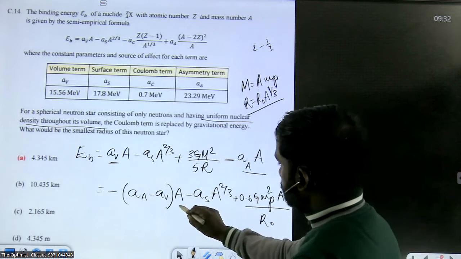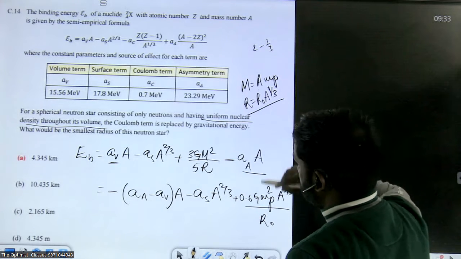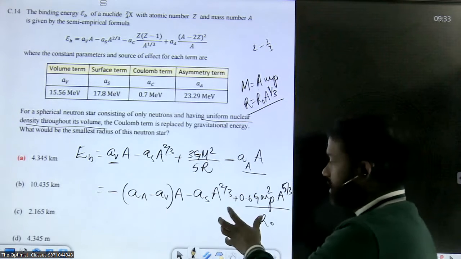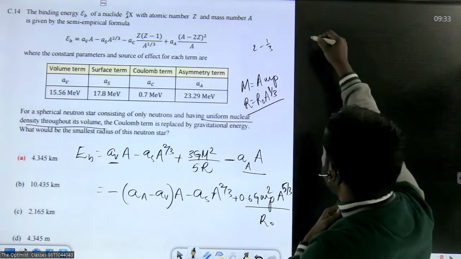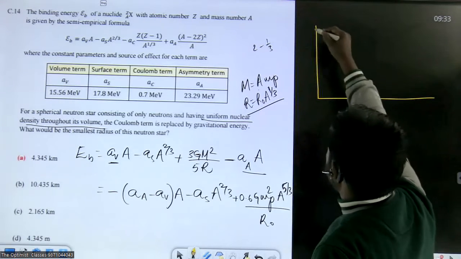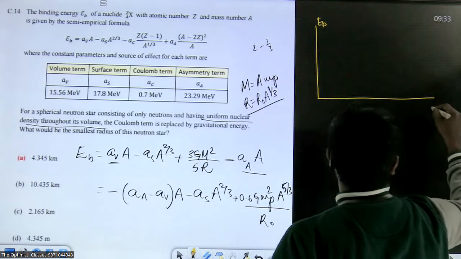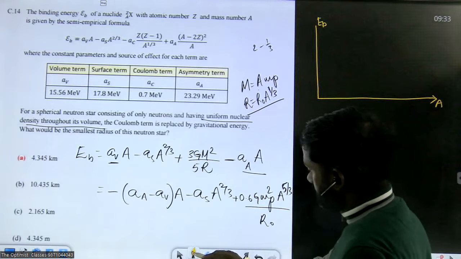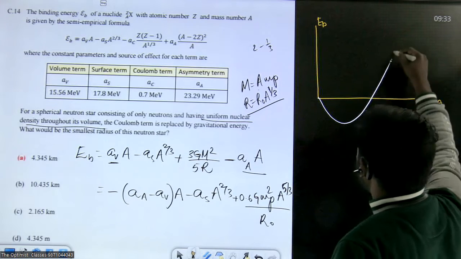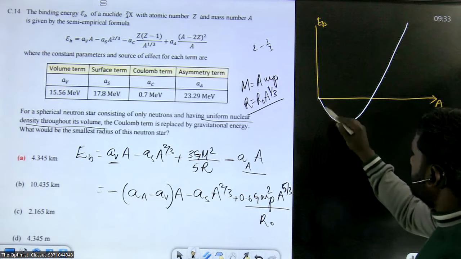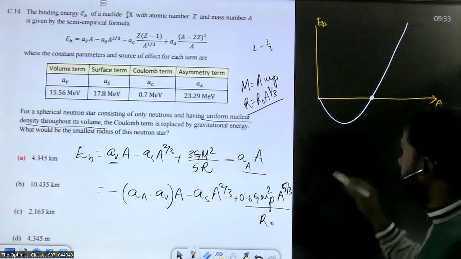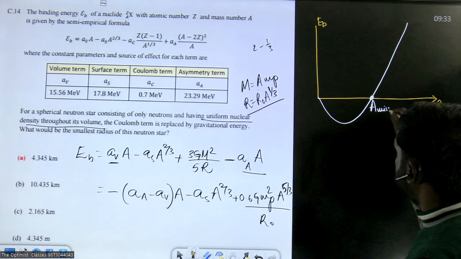Now if you plot this, you will get something like this. These two are negative terms and this is positive. So when A is small, these terms will dominate, but when A is larger, this term will dominate. So if you plot it, you will get a graph of this type, with binding energy on one axis and A on the other. You can use Desmos to plot it. Here you see binding energy is negative, and on this side binding energy is positive. So this is the minimum value of A for which binding energy becomes positive.